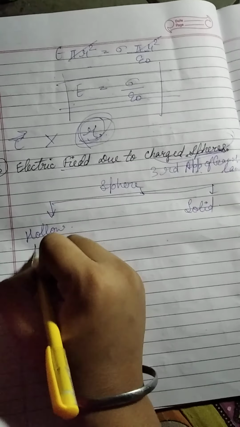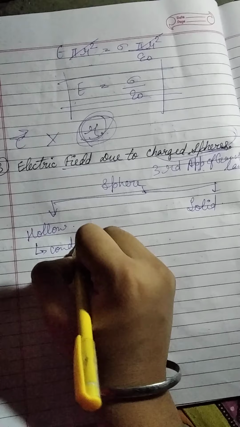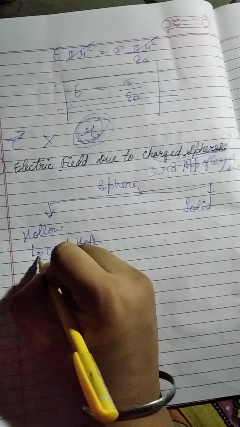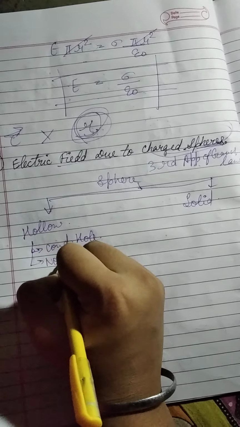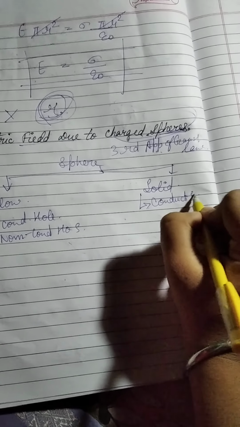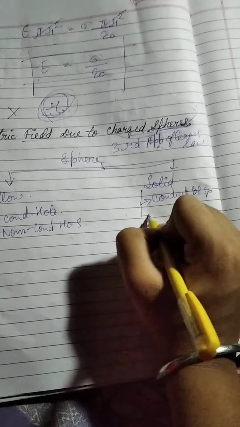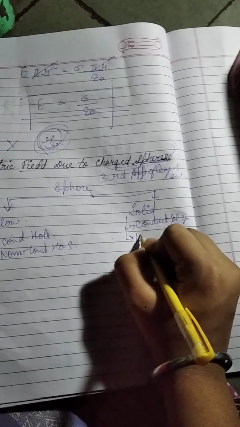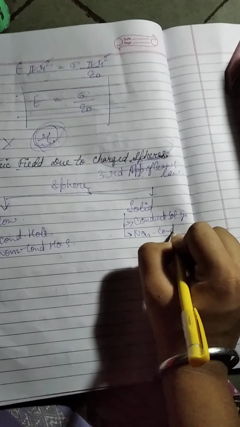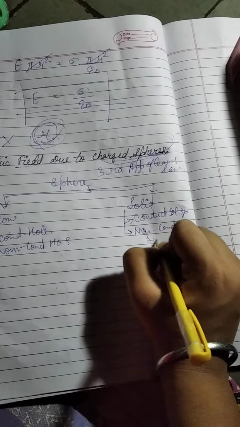hollow sphere and solid sphere. And in this also, conducting hollow sphere and non-conducting hollow sphere. Here also conducting solid sphere, solid sphere. I am not writing in full form as you can understand this easily. And non-conducting solid sphere.